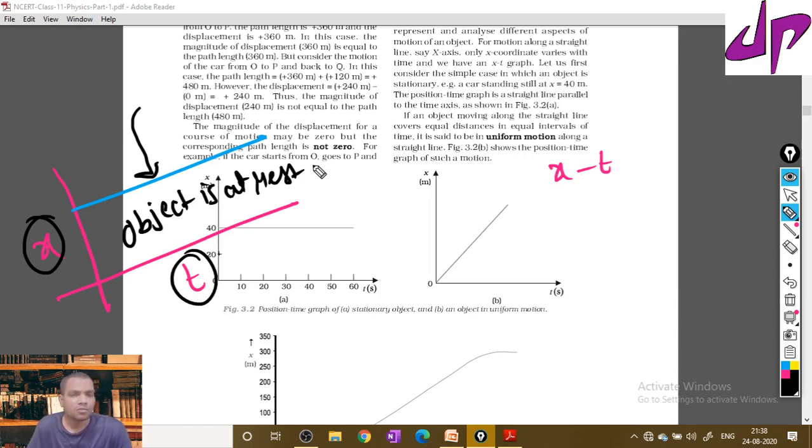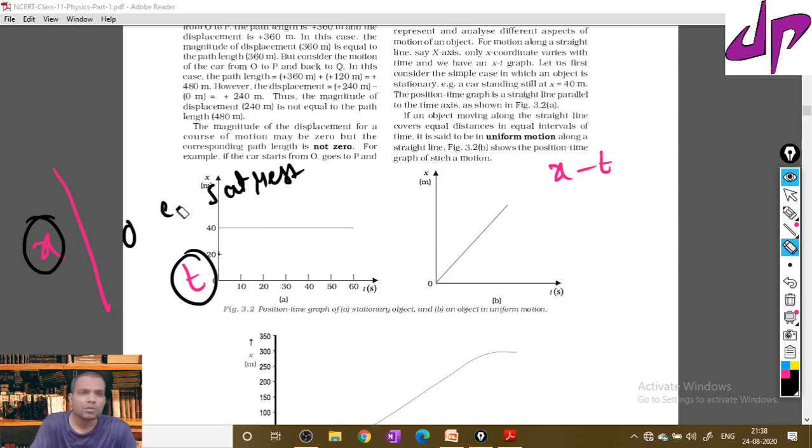Suppose the question is: plot a graph for a train which is at rest on the platform. If the train is at rest on the platform, it is not moving. So when the time increases, the position of the train remains the same. So the graph will be a straight line parallel to the time axis.